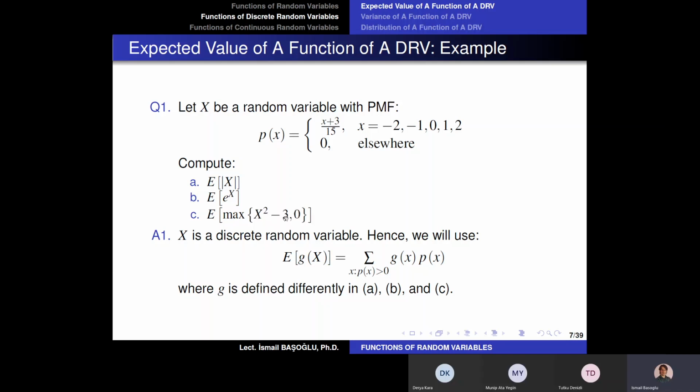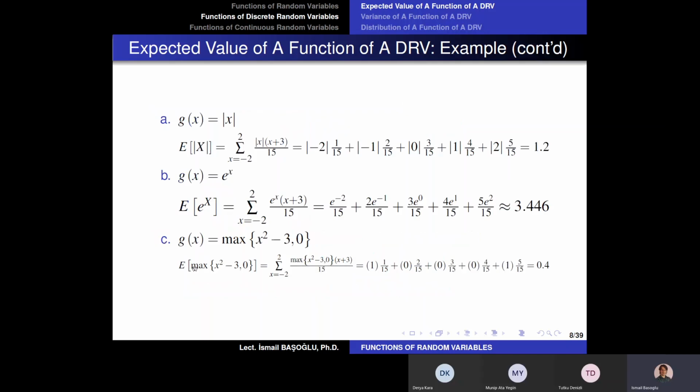So the maximum of x squared minus 3 and 0, again, it's a mathematical function, and I am going to calculate the maximum of x squared minus 3 and 0 for all possible values that the random variable can take. For example, when x is equal to minus 2, minus 2 squared will be 4, 4 minus 3 will be 1, and the maximum of 1 and 0 will be 1. So when x is minus 2, the function is going to be equal to 1.